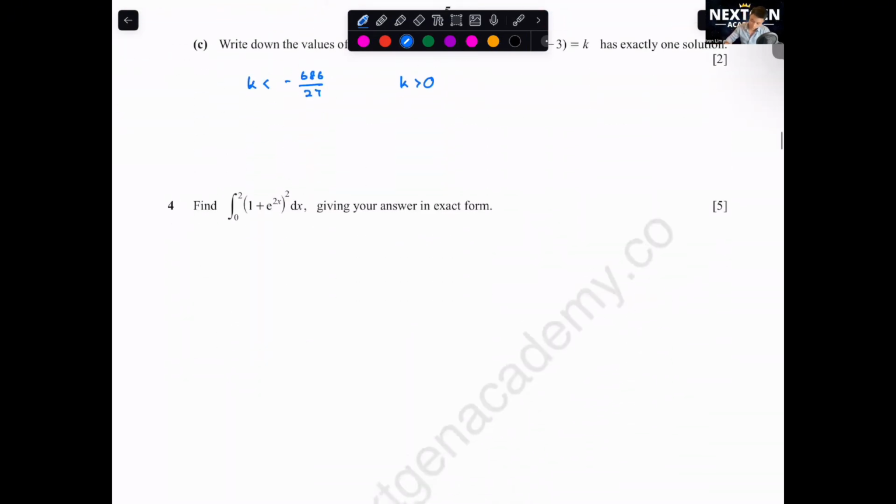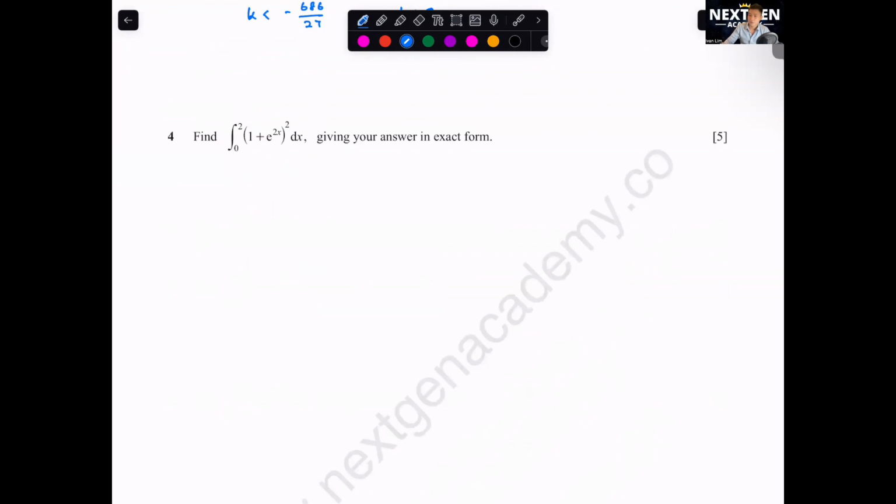Okay, let's go to number 4. This is a definite integration. Okay, integrate this. To integrate this, we first have to open up. Okay, we open up this bracket. From 0 to 2, then here 1 plus 2e^(2x) plus e to the power of 4x dx. And then we integrate it. 1 will become x. This one will become 2 over 2 e to the power of 2x plus 1 over 4 e to the power of 4x from 0 to 2.